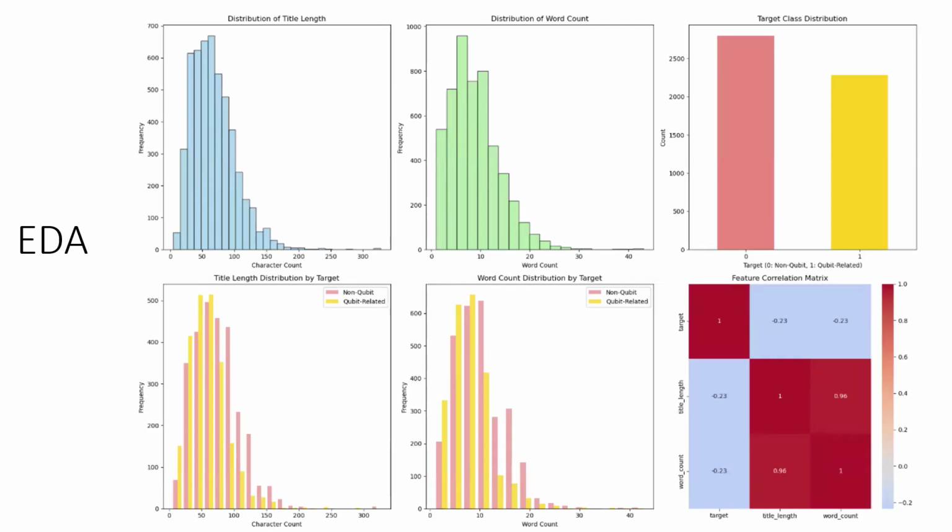On the right-hand side for target class distribution, we can see that there's slightly more non-qubit patents in this data set versus qubit related. There's over 2,500 non-qubit and slightly below 2,500 qubit related. And then I have a feature correlation matrix that also involves a heat map, and it's basically showing target versus title length versus word count. All right, so that gives you an idea of the correlation.